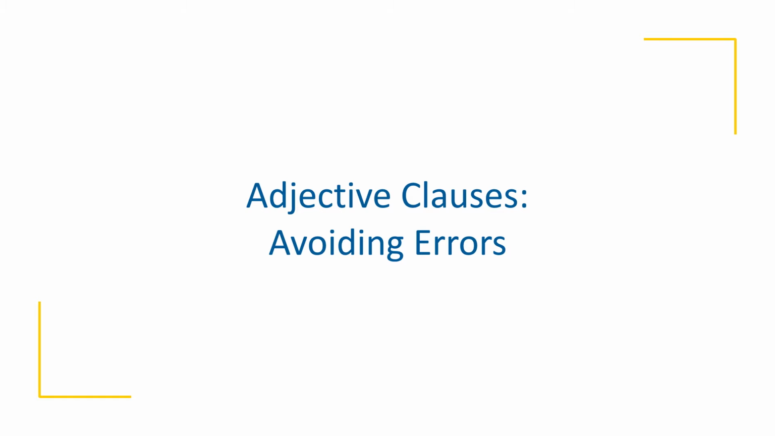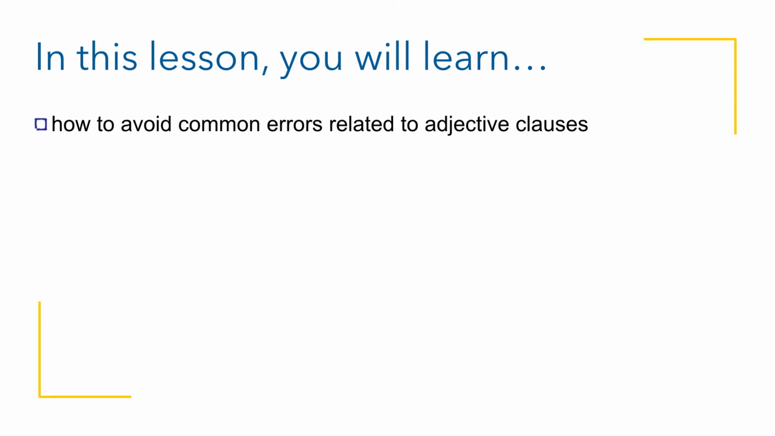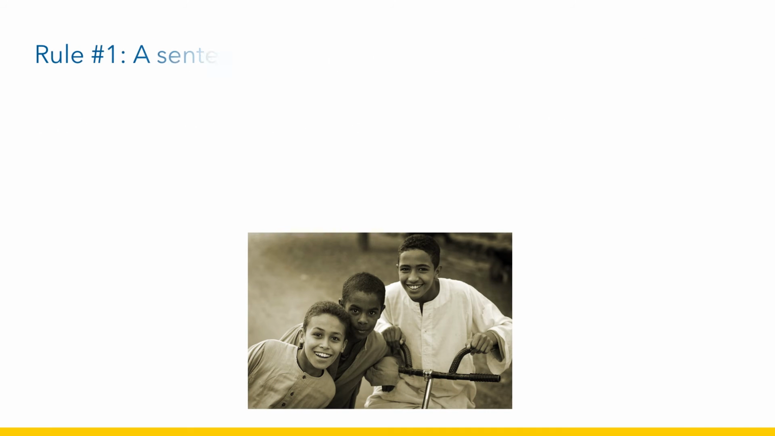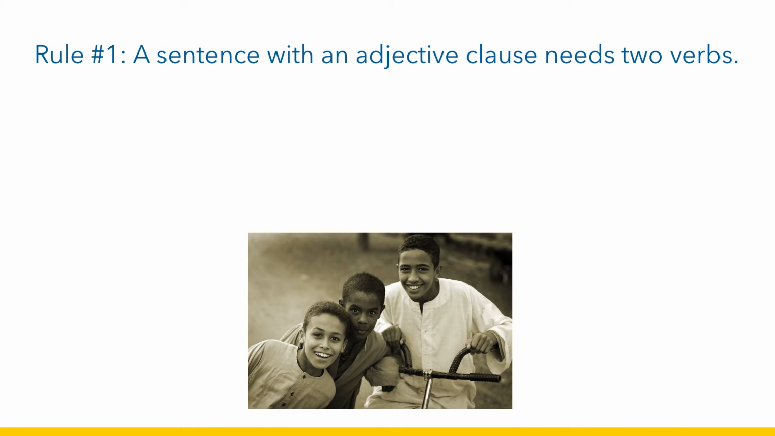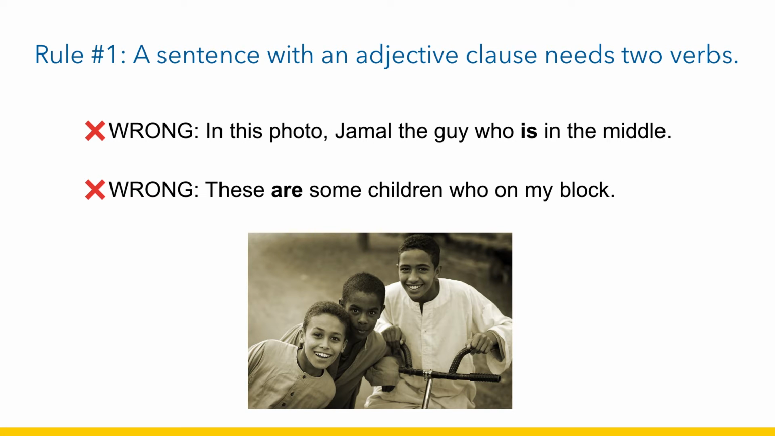Adjective clauses: avoiding errors. In this lesson, you'll learn how to avoid common errors related to adjective clauses. Rule number 1. A sentence with an adjective clause needs 2 verbs. Both of these sentences are wrong because they each only have 1 verb. Remember, an adjective clause needs a verb, but the main clause also needs a verb.